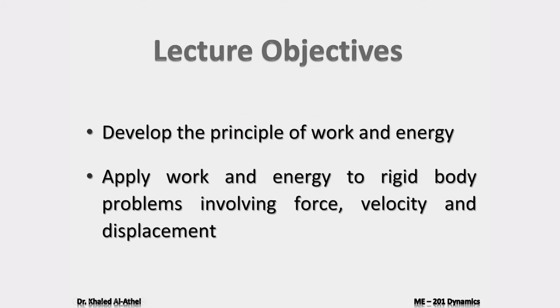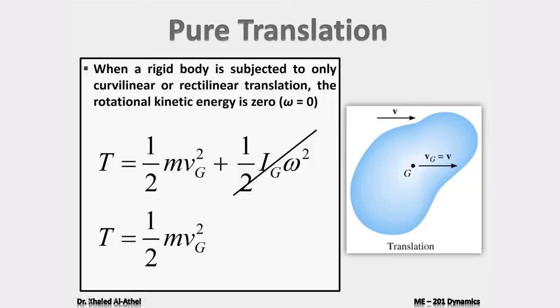The objective is first to develop the principle of work and energy. Basically, you should review the previous module if you are not familiar with how to get the work done by forces, or even the kinetic energy of a rigid body undergoing either translational, rotational, or a combination of both. Then we want to apply work and energy to rigid body problems involving force, velocity, and displacement.